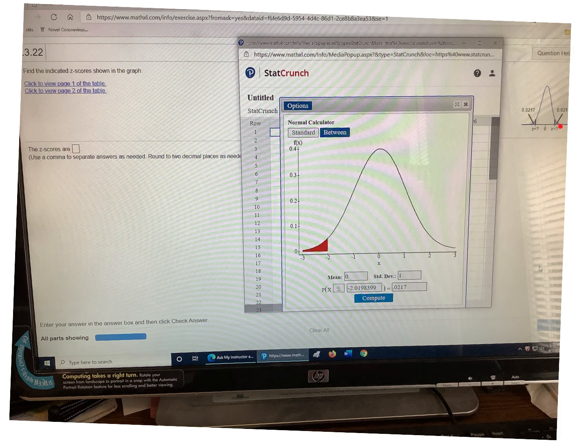You also need the positive value over here by symmetry. This thing's symmetric, so you just change this to a positive 2.0198 for the second answer.